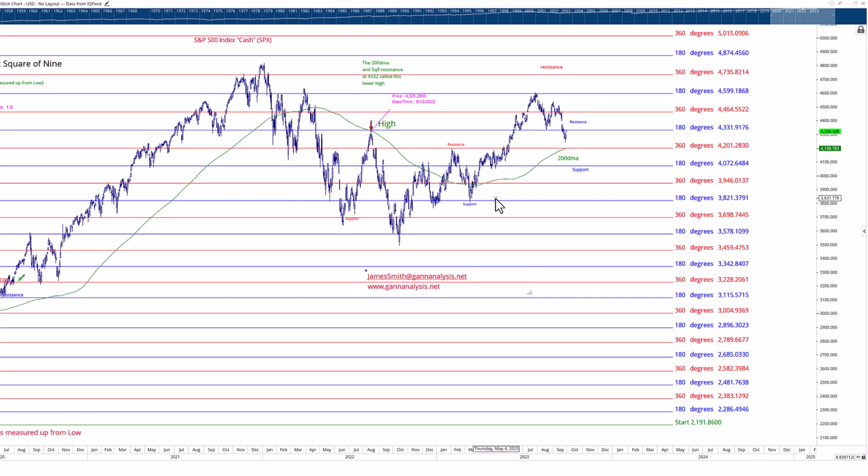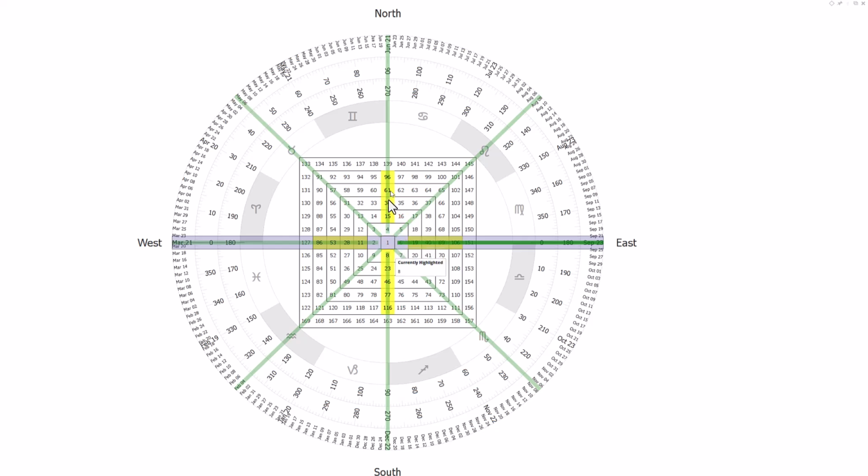Now today I want to start with a chart with the square of 9. We're measuring degrees up from low. We're choosing the March 2020 low, and then these lines are degree movements up from that low on the square of 9. Well, what is the square of 9? Glad you asked. If you look at this chart, you can see that we start from 1, rotate outward, we hit 9, that's a completion of the first cycle, or if you will, a 360-degree movement.